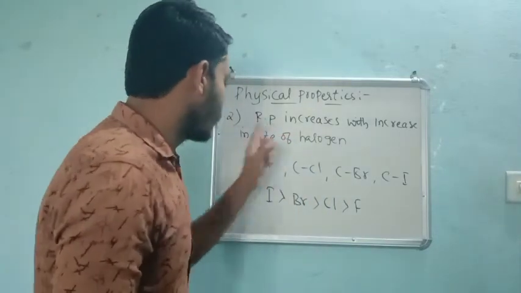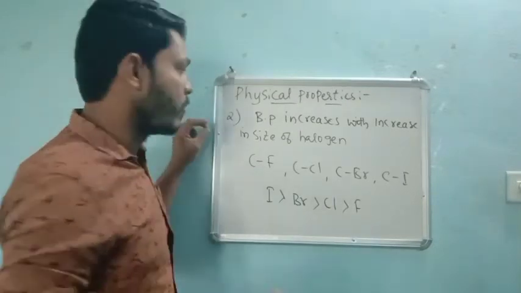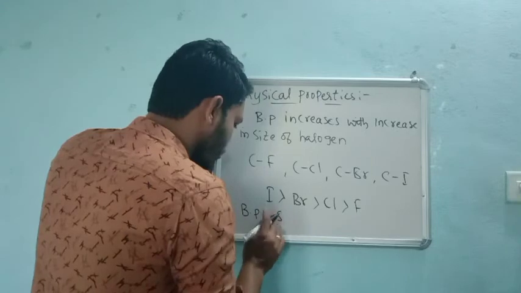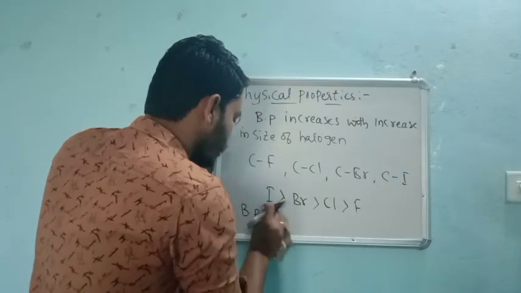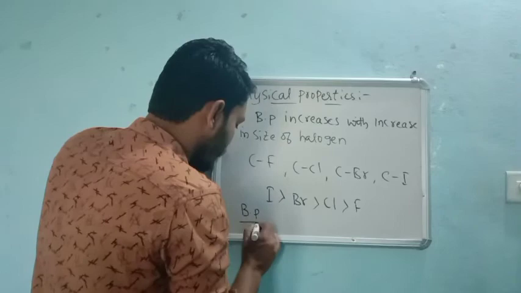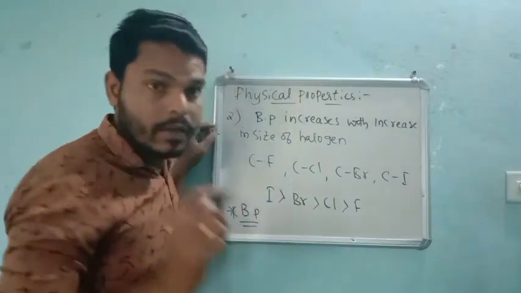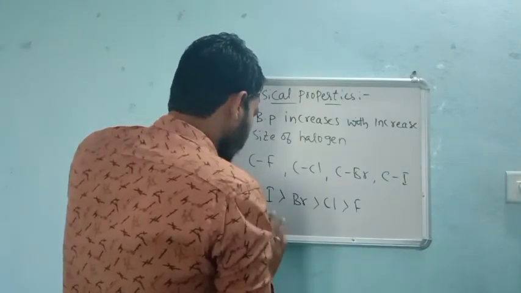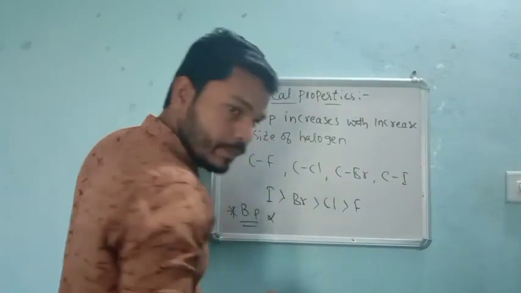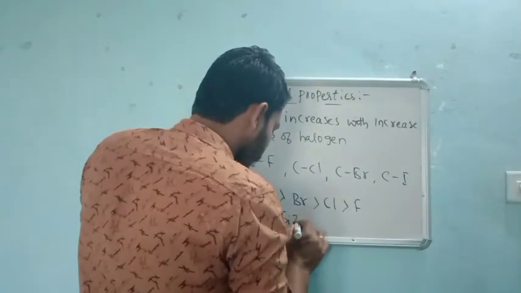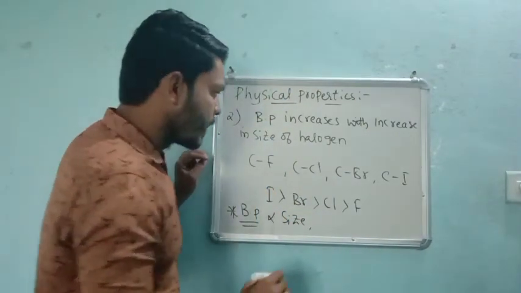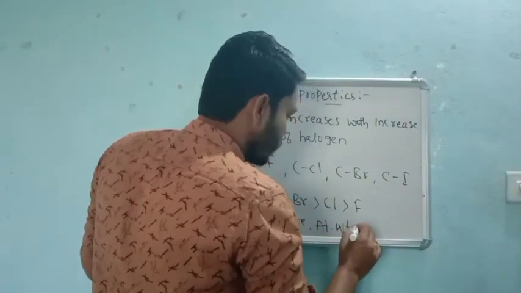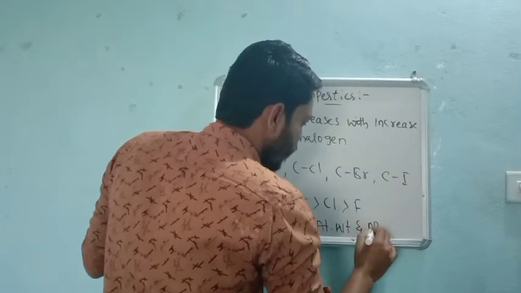And I am giving a hint directly: boiling point is directly proportional to size. You can make this an important point for your NEET as well as CET classes. Boiling point is directly proportional to size. Very important, dear student. This is size, atomic weight, right, and number of halogens.